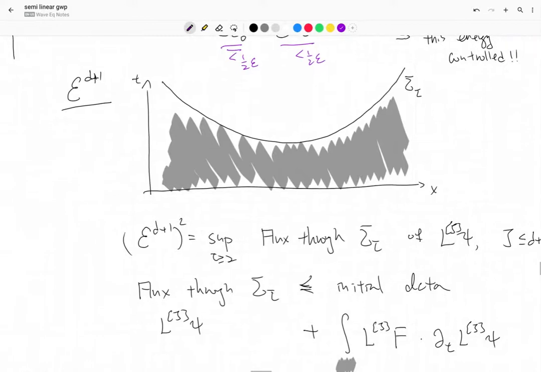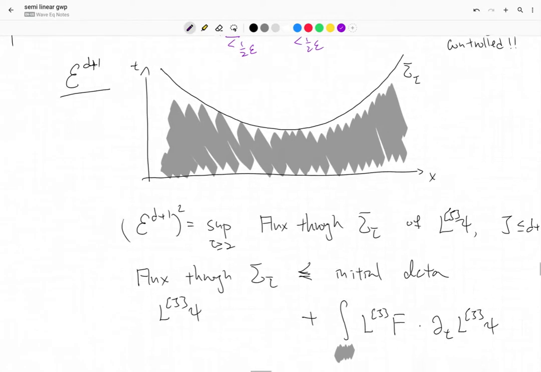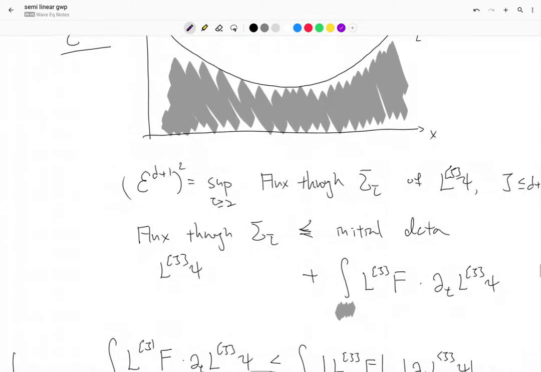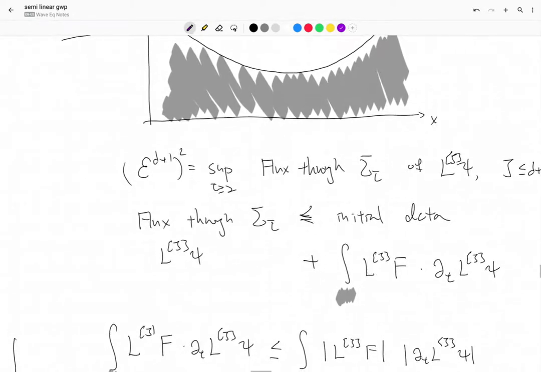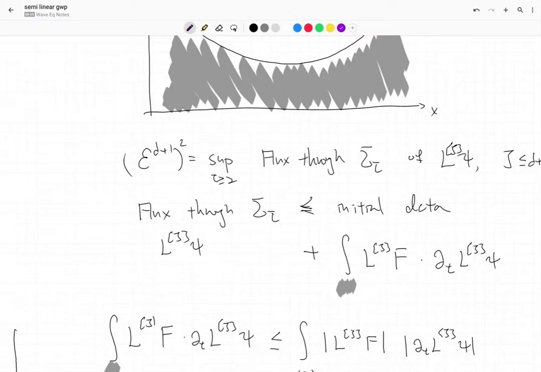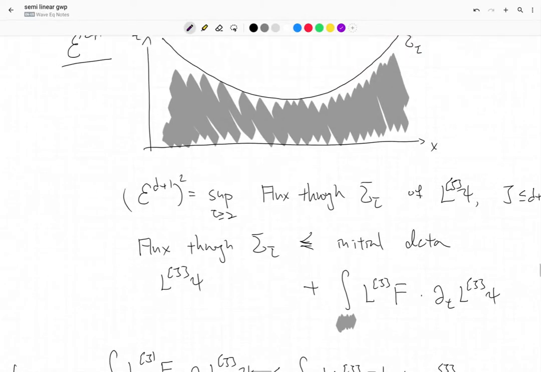For the curly E norm, what we're going to be doing is looking at the energy flux through sigma tau, the hyperboloid, of psi. So we're going to look at the energy estimate for psi, looking at energy flux through sigma tau. Okay, so to estimate the energy flux through sigma tau, what we're going to do is use the energy estimate, which is the squared version.